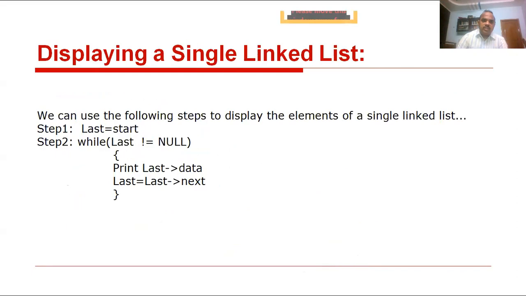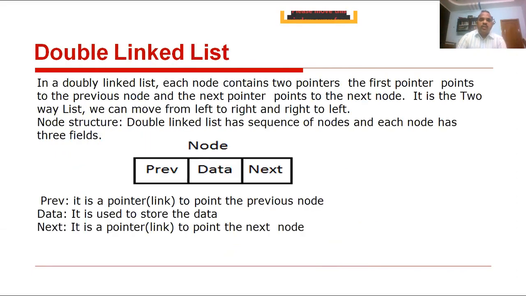Clear? These are the operations. This is the display operation. Next one is double linked list. What is a double linked list? What is the difference between single linked list and double linked list? Clear, all of you?